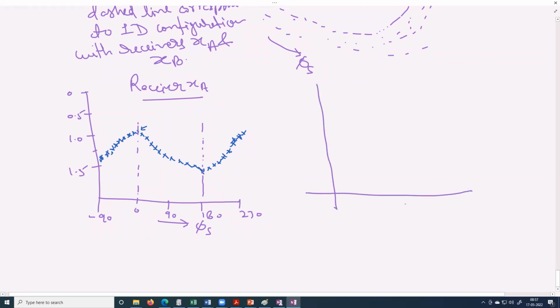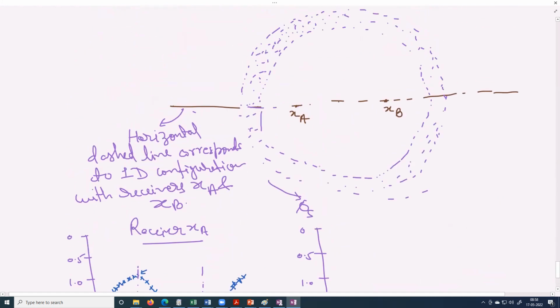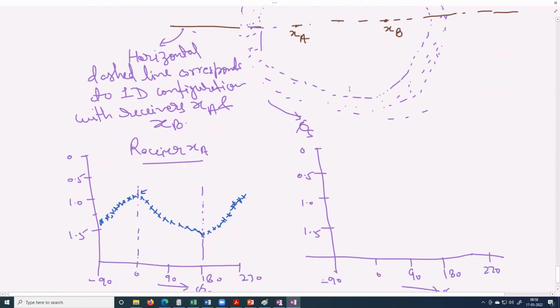Okay, so here you have phi s again, and here you have minus 90 degree, here you have 0, here you have 90 degree, here you have 180, and here you have 270, and there the same values 0, 0.5, or maybe 1 and 1.5. And if you look at XB, the maximum time it will take from here and the minimum it will take from here, right? So accordingly, we can plot it.